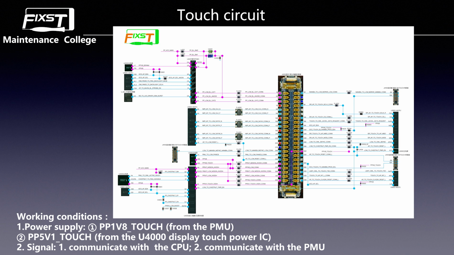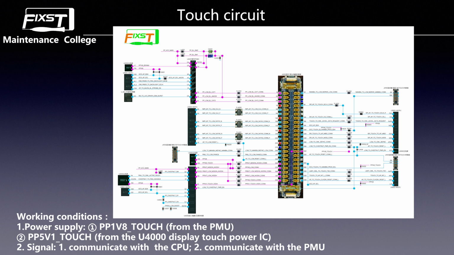And as you can see, this 14-3 pin, this line, this is the PP1V8 touch. This is the touch 1.8 voltage power. It's sent by the main power IC, the PMU, the U16 pin. And you see the connector on the right and the 13 pin. This is the U4000 display touch power IC giving him the 5.1 touch power.